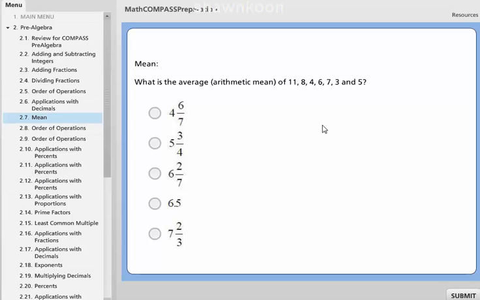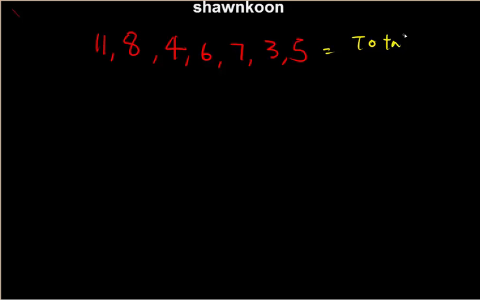So what is the average of 11, 8, 4, 6, 7, 3, and 5? What you have to do is add all those numbers first. So let's go over that. The first thing you have to do is find the total of all these numbers, which means we have to add all of them.